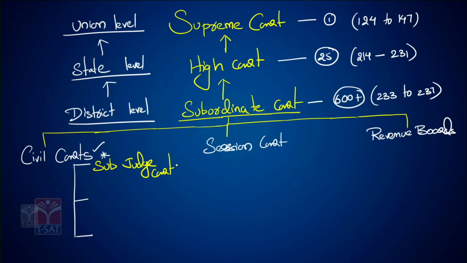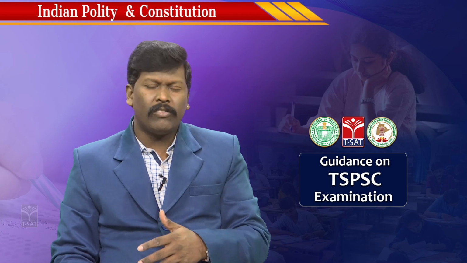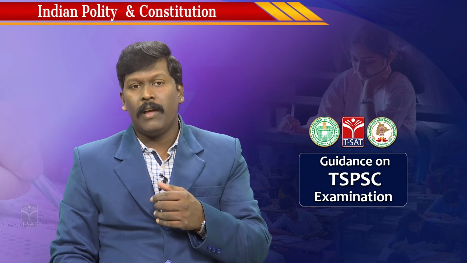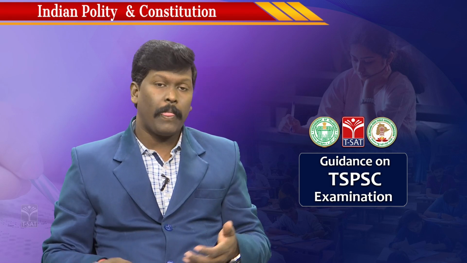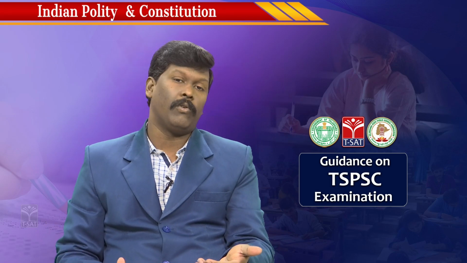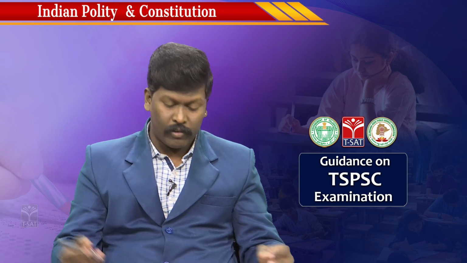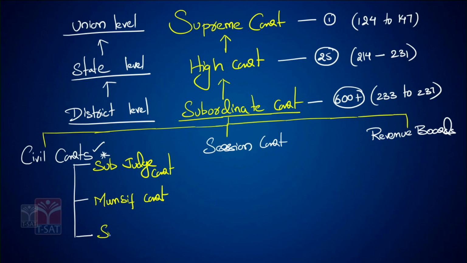The second one is the municipal court. Many states like AP and Telangana have subordinate courts only till municipal courts. They don't go below that because there is no requirement. But some states like UP, which has a large population, and Bihar, need a hierarchy of courts. It is the wish of the state government to have lower level courts also, and lower level courts are called small courts.